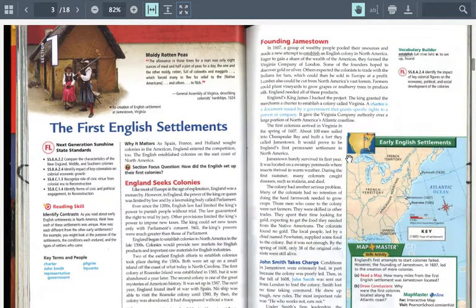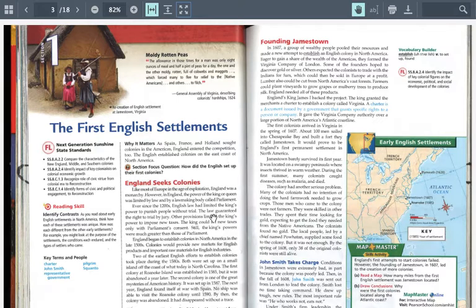Then we get into this reading here. The first English settlements. First of all, it does matter because as Spain, France, and Holland were seeking out colonies in the Americas, England wanted in on the competition. England wanted to be wealthy. And so they're going to go searching for colonies. And we've talked about the three G's: God, glory, and gold. That's exactly what the English were wanting, and certainly not in that order. So as we get going through this, England is going to start seeking colonies.